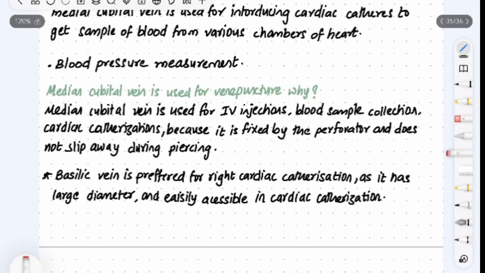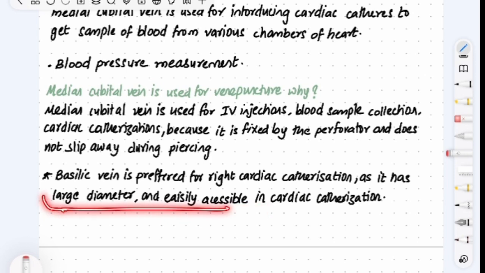Okay, and one more important point to note here is about the basilic vein. The basilic vein is preferred for right cardiac catheterization. Why? Because of the large diameter and it is easily accessible. So these are the two reasons. What is this cardiac catheterization? Basically, they insert a long tube which is called a catheter into the heart and check the functioning of the muscles and the valves. So this is the cardiac catheterization.